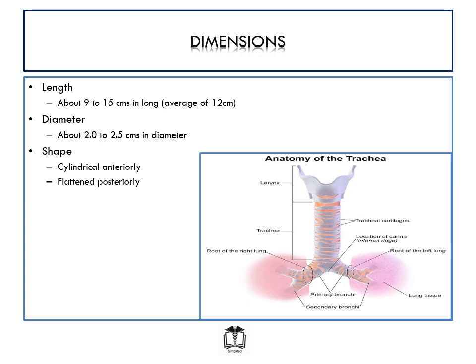In terms of dimensions, the trachea has an average length of about 9 to 15 centimeters. It is also described as having a diameter of about 2 to 2.5 centimeters. In terms of shape, it is cylindrical anteriorly, but when we look at the trachea posteriorly, it tends to flatten out. So it has a form of C-shaped pattern. Anteriorly, it looks like a U, then posteriorly, it flattens out. There's a reason for this. We'll talk about that when we talk about the structure of the trachea.